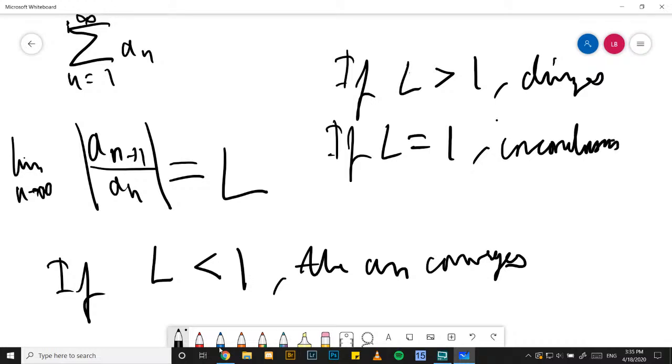that if it was equal to 1, the test failed, and the test didn't actually end up with anything, and there's no result. There's no actual result from the test done. So if it's less than 1, it converges. If it's more than 1, it diverges. But if it's equal to 1, it's inconclusive.